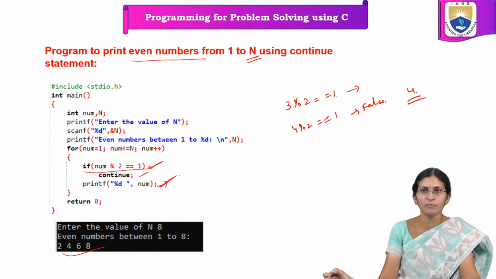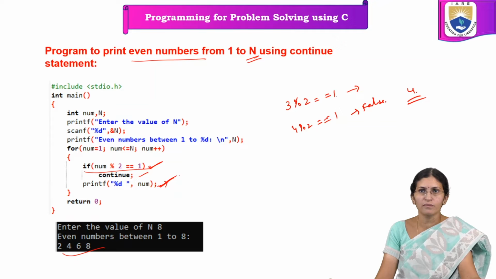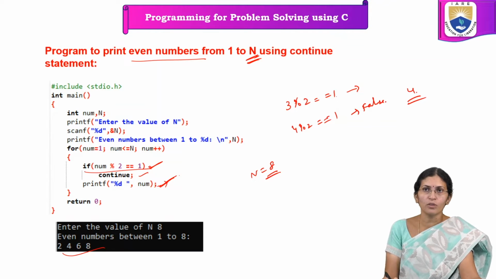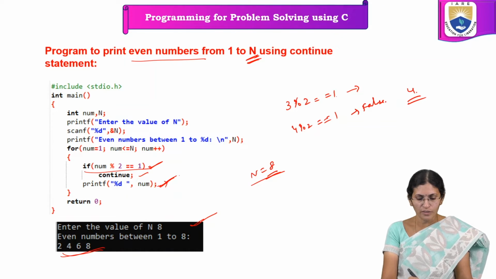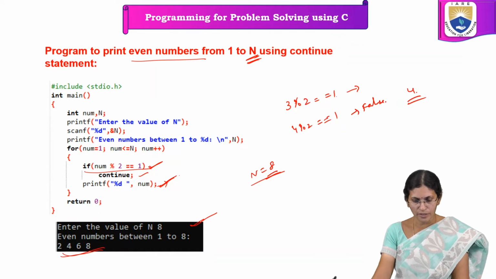Where n is nothing but the upper limit, suppose that is a user entered value. Suppose n is equal to 8 here. So it will print all the even numbers from 1 to 8. If you run this program and give the input as 8, even numbers from 1 to 8 will be printed here.